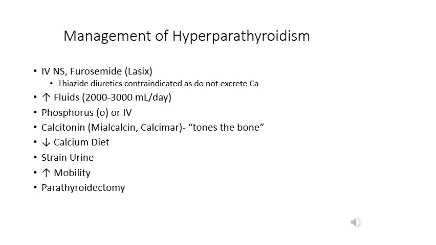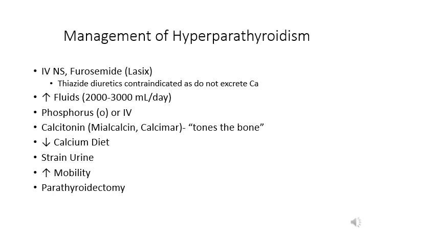And just a reminder that thiazide diuretics would be contraindicated as they do not excrete calcium. So thiazide diuretics are contraindicated with somebody with hypercalcemia, for whatever reason they have hypercalcemia, and in this case it's because of the hyperparathyroidism. Phosphorus, oral or IV, so we can actually administer phosphorus because again our goal is to increase the amount of phosphorus. Calcitonin might be appropriate, of course, to tone the bone and to get some of that calcium back into the bone.